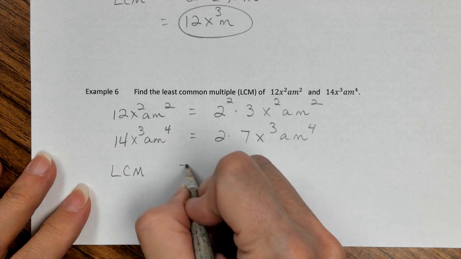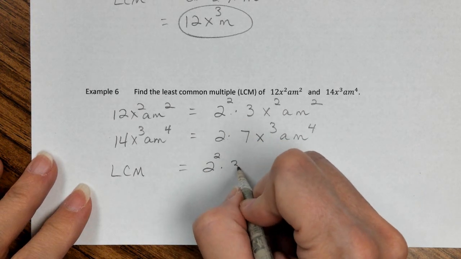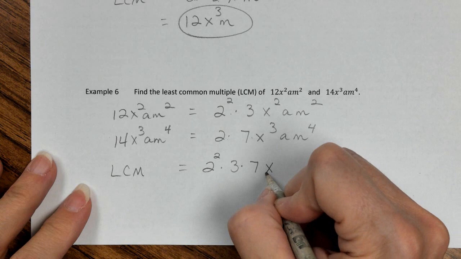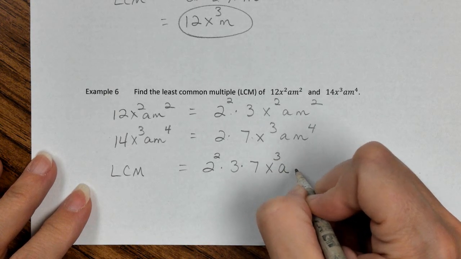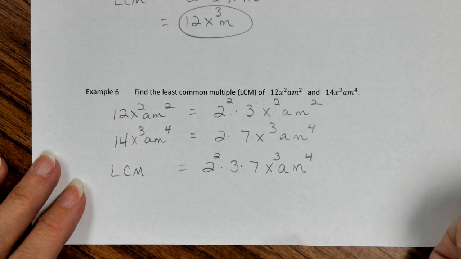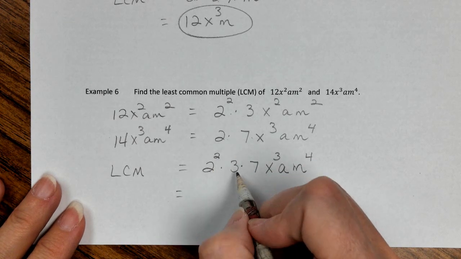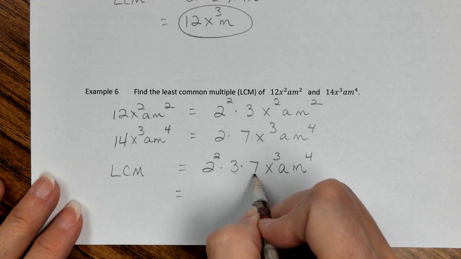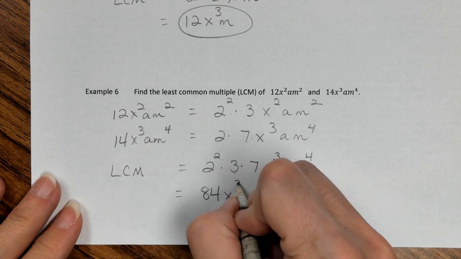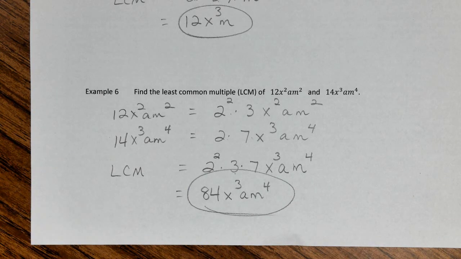The LCM will include 2's, 3's, and 7's. The highest exponent for 2 is a 2. 3 and 7 reach just to the first power. And then we have x to its highest exponent. A would also be to its highest exponent. There's just 1 on both of those. And then m to its highest exponent. All right, so 2 squared is 4. 4 times 3 is 12. And I happen to know that 12 times 7 is 84. You could always do side work for that. X to the third, am to the fourth. And that's all there is to that.